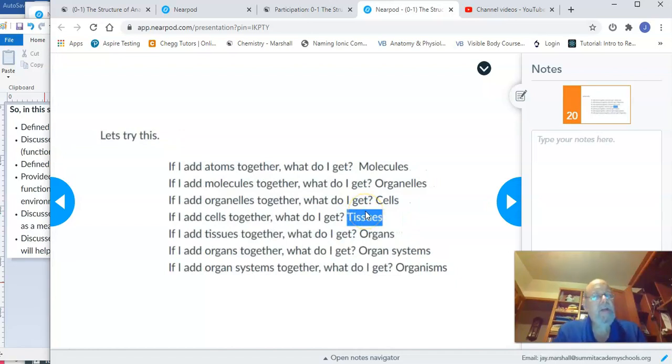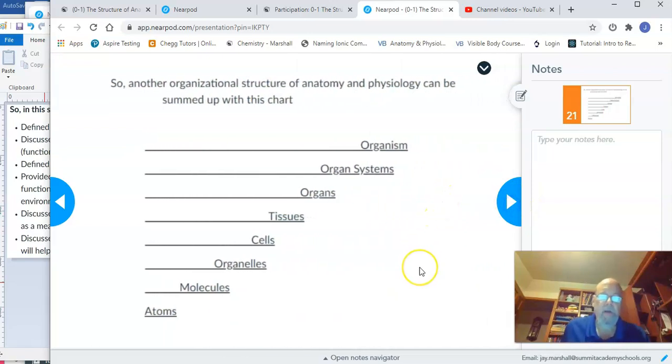So if I try this, if I just sort of close my eyes and say, if I add atoms to atoms, I'm going to get molecules. Then if I add molecules to molecules, I'm going to get organelles. Then if I add organelles to organelles, I'm going to get cells. If I add cells to cells, I'm going to get tissues. If I add tissues to tissues, I'm going to get an organ. If I add organ to organ, I'm going to get an organ system. And then finally, if I add organ systems together, I'm going to get an organism. Okay, so there's no real memorization to this. You just ask yourself the question, if I start with atoms and add things together at each new level, what do I get next? It's pretty straightforward.